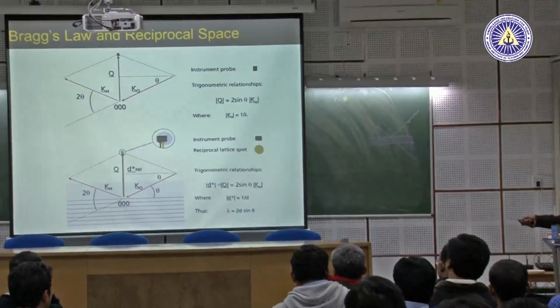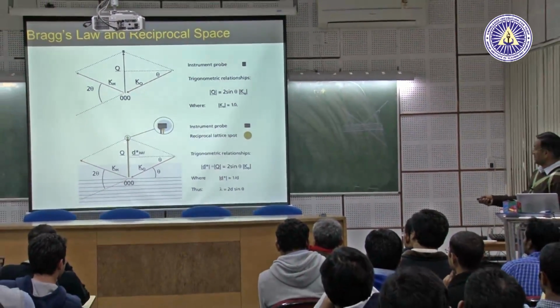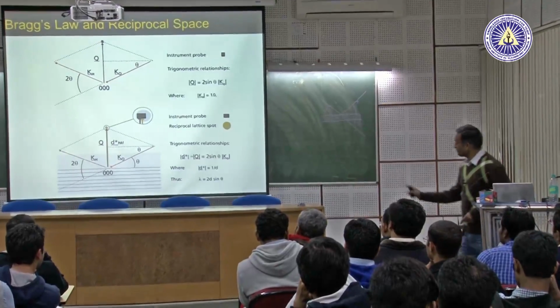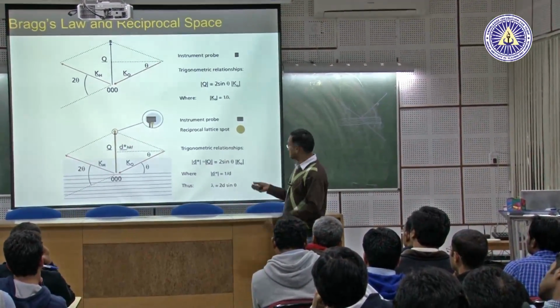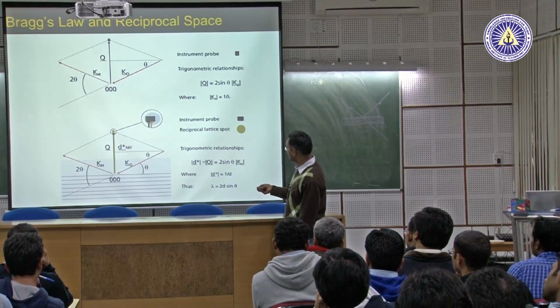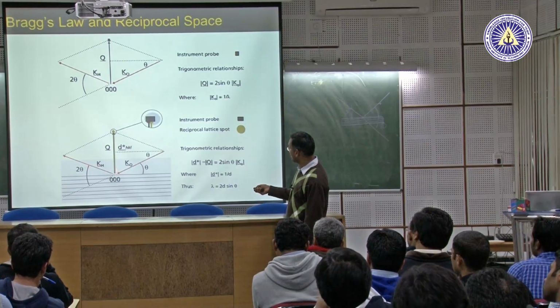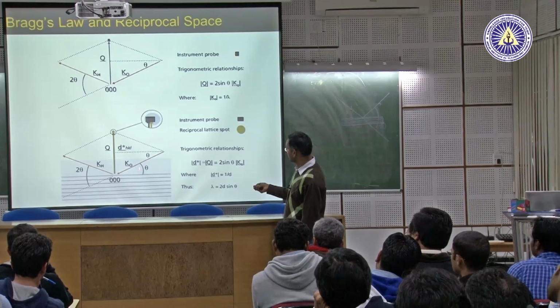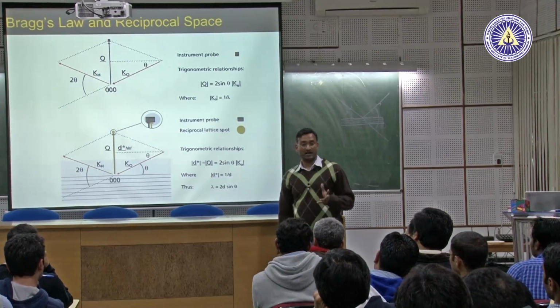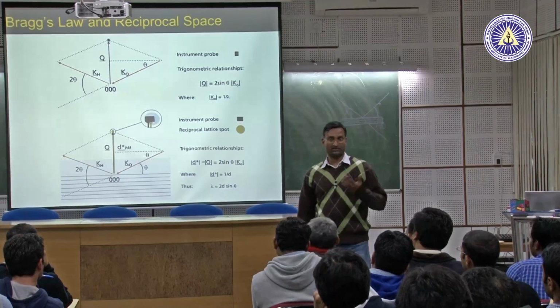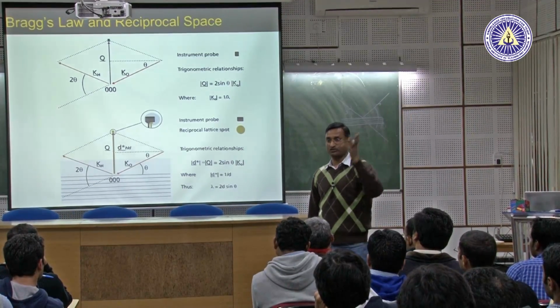So, the instrument probe should coincide with the reciprocal lattice spot. For a perfect lattice, not a problem, this angle and this angle are equal and you will get a perfect diffraction condition for an appropriate theta. However, imagine your sample is not a perfect single crystal, your sample has some mosaic texture.